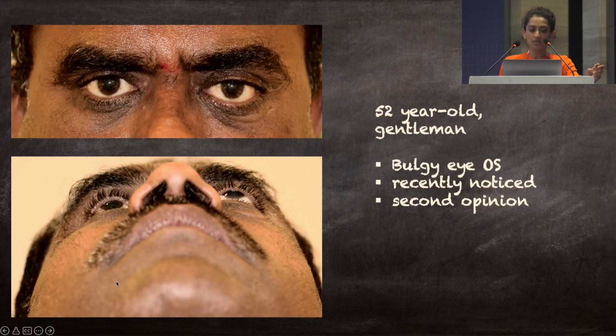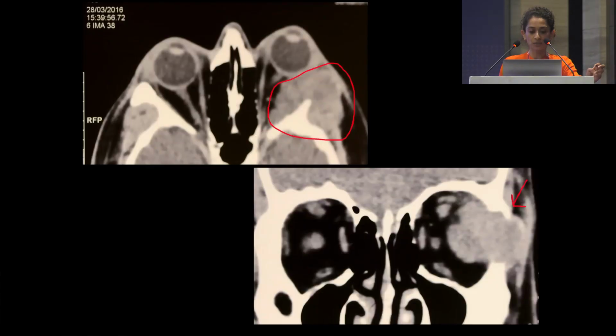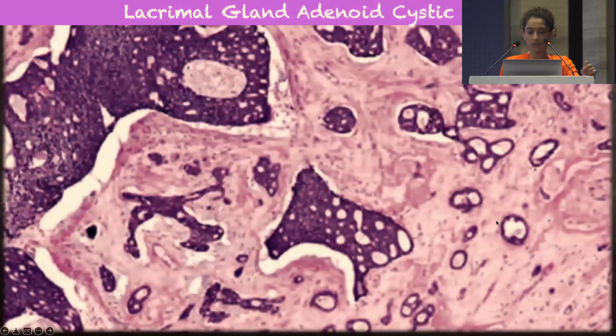And so this is a 52-year-old gentleman who presented with this lesion. Initially, it was thought it could be a meningioma, a sphenoid wing meningioma. Even I thought so. He came for a second opinion. I went ahead doing a biopsy, and this came out to be a lacrimal gland adenoid cystic carcinoma. And why is that important? Because this is the most lethal and most treacherous malignancy of the orbit.